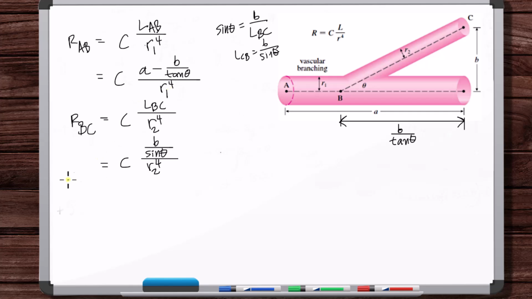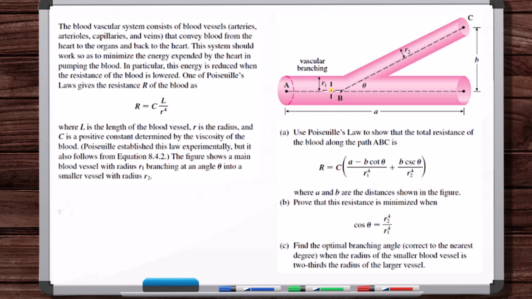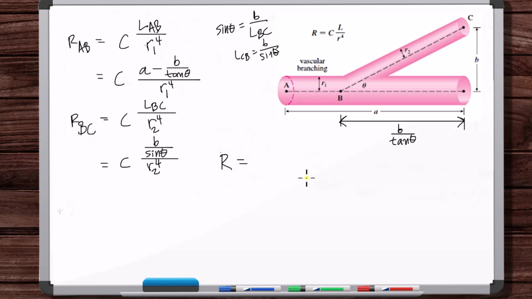All right. So then the total resistance along the path ABC is this R_AB plus R_BC. So you can factor out the C. And then it would be a minus b over tangent theta over r1 to the fourth plus b over sine theta r2 to the fourth. Let's look here.